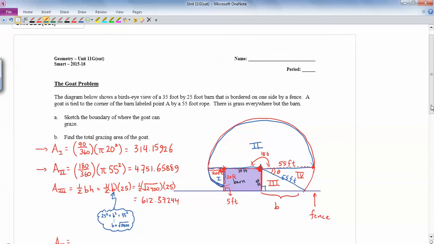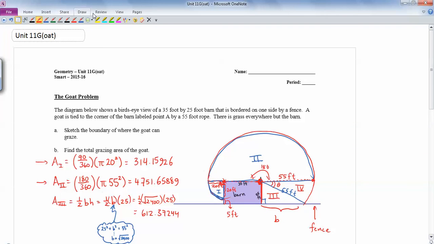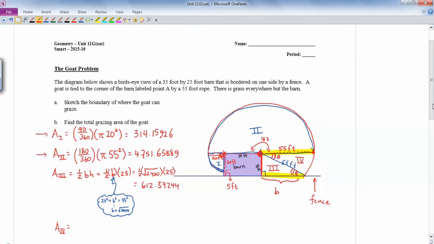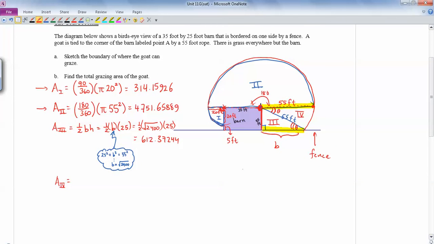Another thing you could do is solve for theta directly, because notice this line is horizontal, and this line is horizontal. Let me highlight this. This line and this line are parallel to each other. So you end up with the Z shape right here, and this angle where I mark theta is the same as that angle down there. That's also theta.